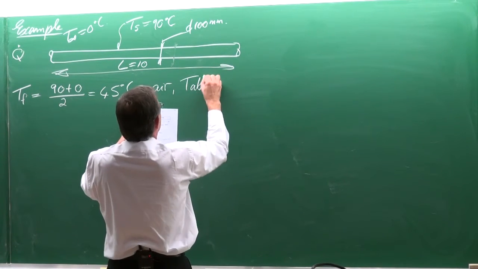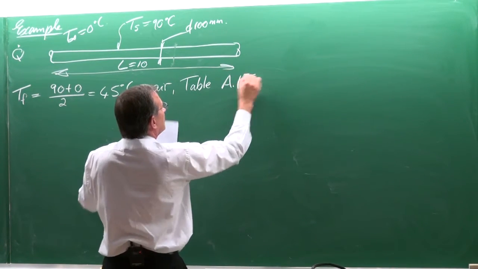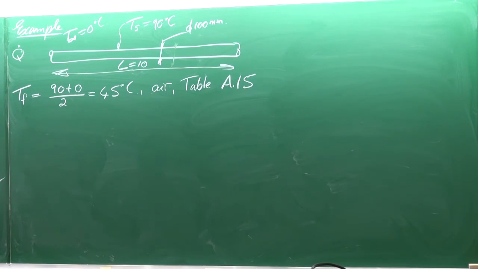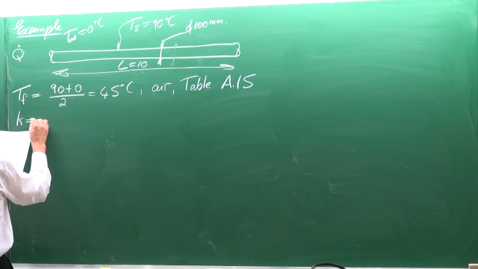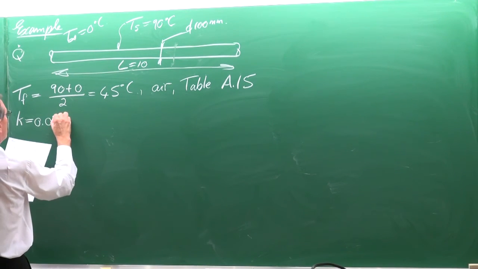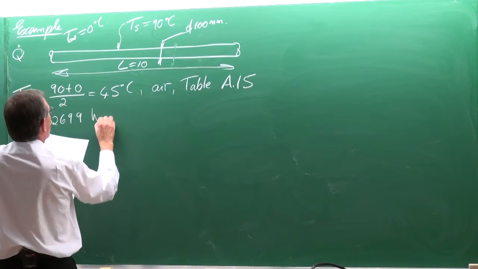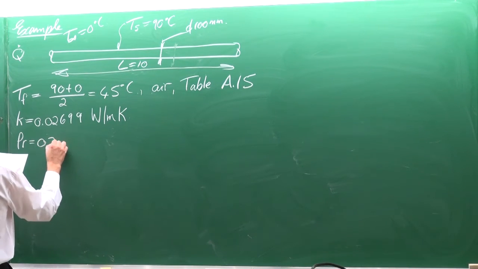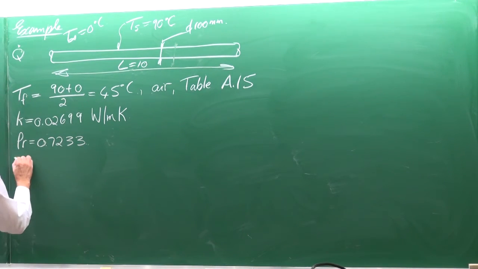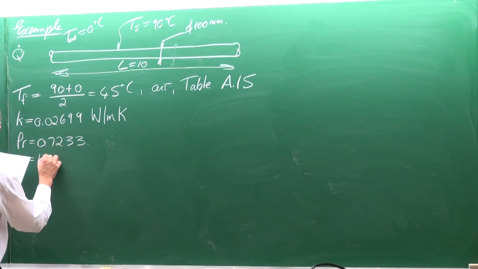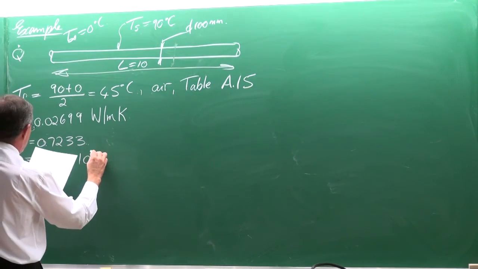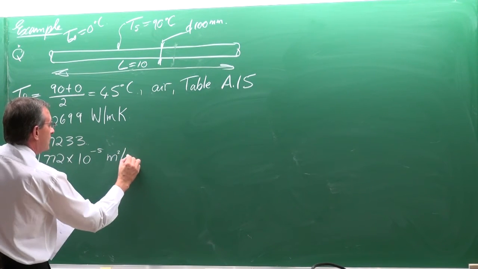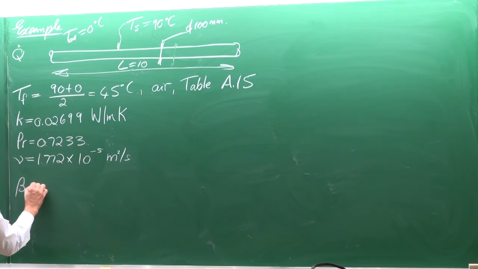So if you go and look in table A15, you can get all the properties there for air. And the properties are, firstly, the thermal conductivity equal to 0.02699 watts per meter Kelvin. The Prandtl number is equal to 0.7233. And the kinematic viscosity is equal to 1.772 multiplied by 10 to the minus 5 square meter per second, and then beta. Beta, you'll see beta is not given for air.